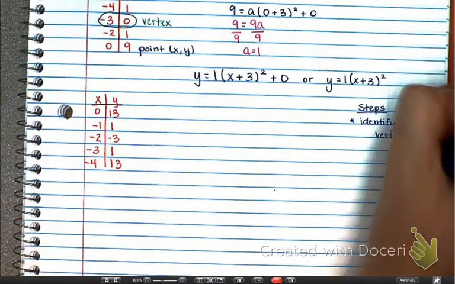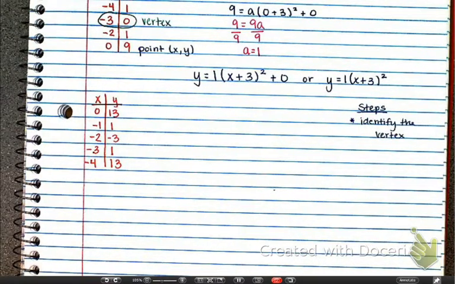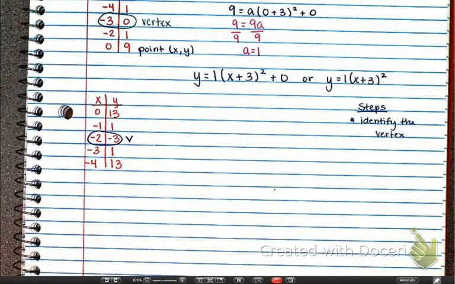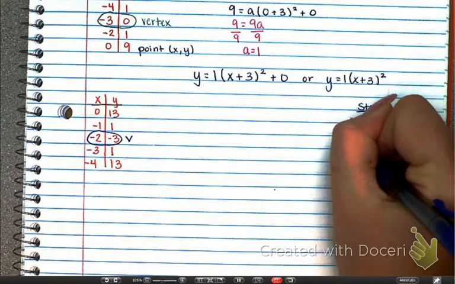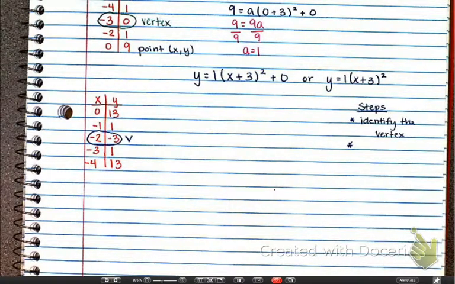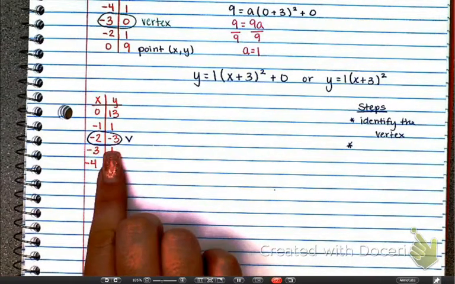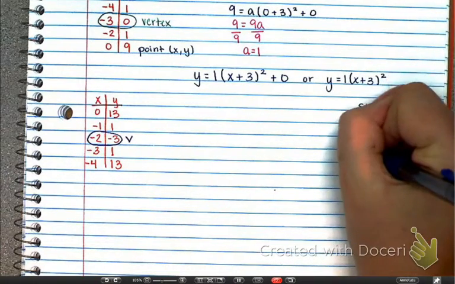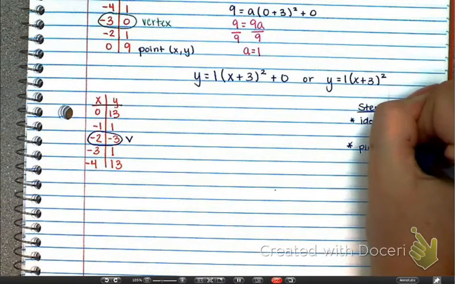And what are we going to say the vertex is? -2, -3 because of symmetry, right? That's my vertex. Okay, what should we say step 2 is? Identifying our h and k. So we know what h and k are because we identified the vertex, right? Step 3: pick a point. You can pick any other point.